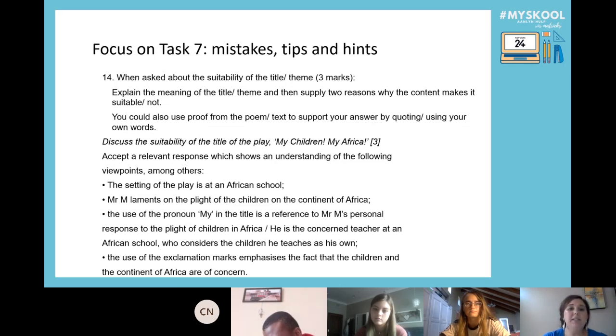For example, discuss the suitability of the play My Children! My Africa! The memo then would say, accept any relevant response which shows understanding of the following viewpoints, among others: the setting of the play is at an African school, and we live in Africa. Mr. M laments the plight of the children on the continent of Africa. You are children, you live in Africa, so it's suitable.